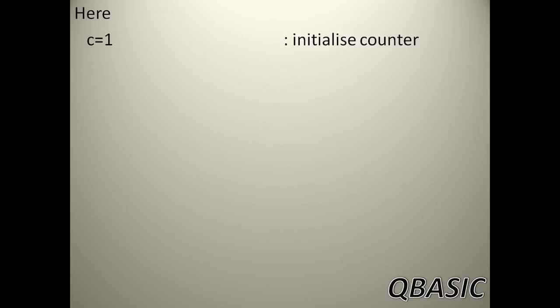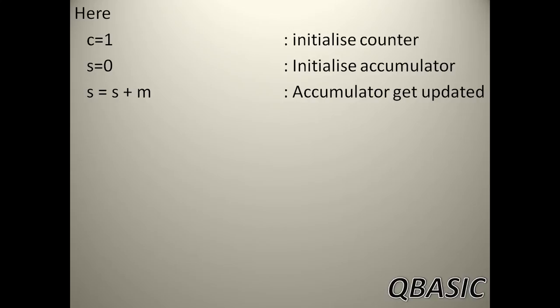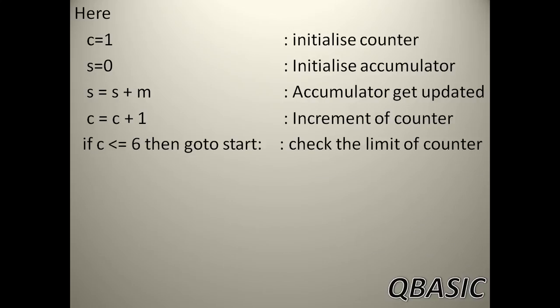Here C = 1 means initialize the counter. S = 0 initializes the accumulator. S = S + M means the accumulator gets updated. C = C + 1 increments the counter. If C is less than or equal to 6, then go to start.